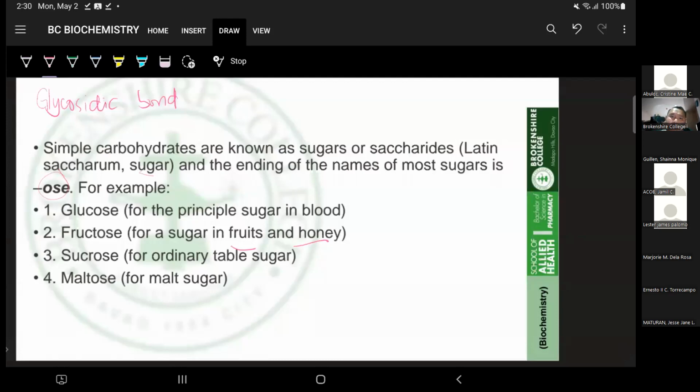Yung ginagamit natin sa pagtetempla ng mga juice, ng mga coffee, gatas, no? Yung sugar na ginagamit natin. And then we have your maltose, of course, which is malt sugar on the other hand.